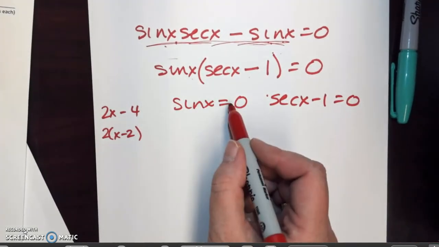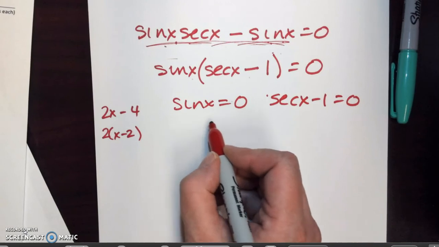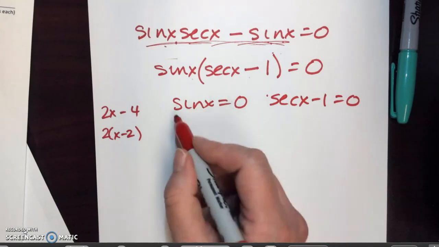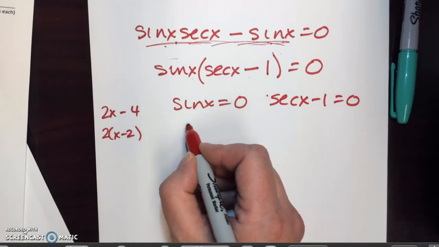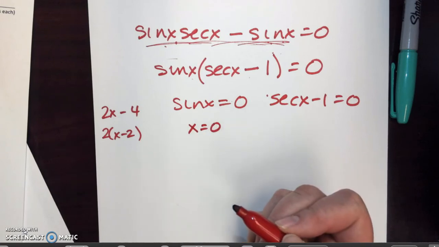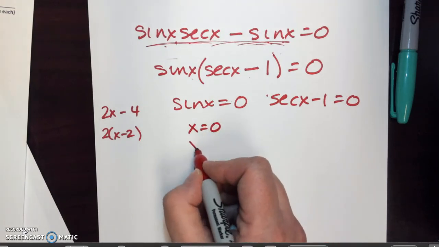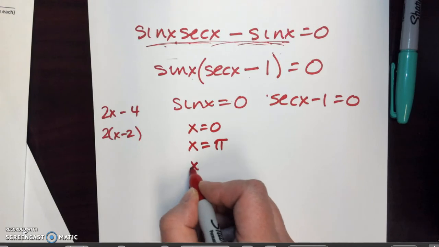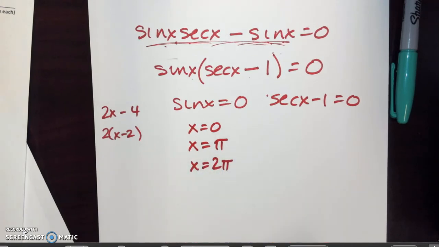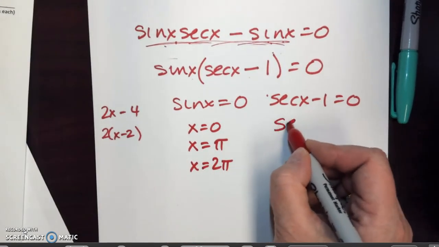So you know when sine of x equals 0, that happens at, and we're talking about the interval 0 to 2 pi, that's either going to be when x is 0 or when x equals pi, or when x equals 2 pi.